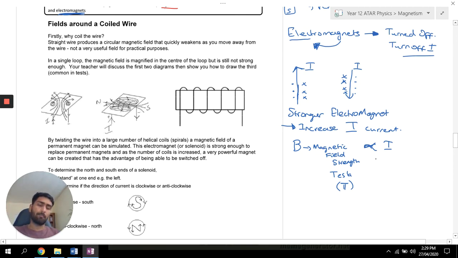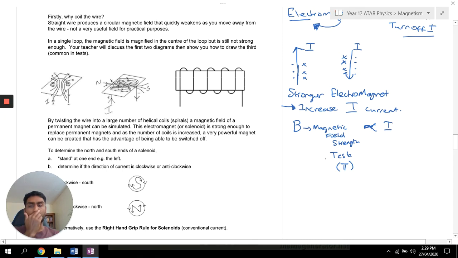All right. So let's have a look at how solenoids utilize this sort of idea. A solenoid is essentially a coiled wire.